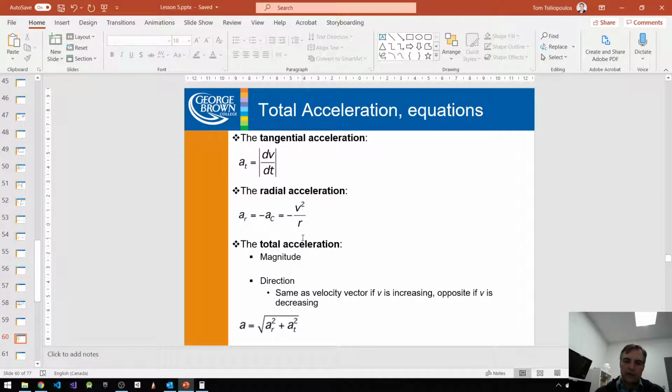Sometimes we also want to find the total acceleration. Total acceleration includes both the radial acceleration, being outward, plus the tangential acceleration, being tangent to the curve. We can find that using something that looks very similar to the Pythagorean theorem, because we're making triangles as we're going around the curve, and we want to find the total acceleration as we accelerate around the curve.